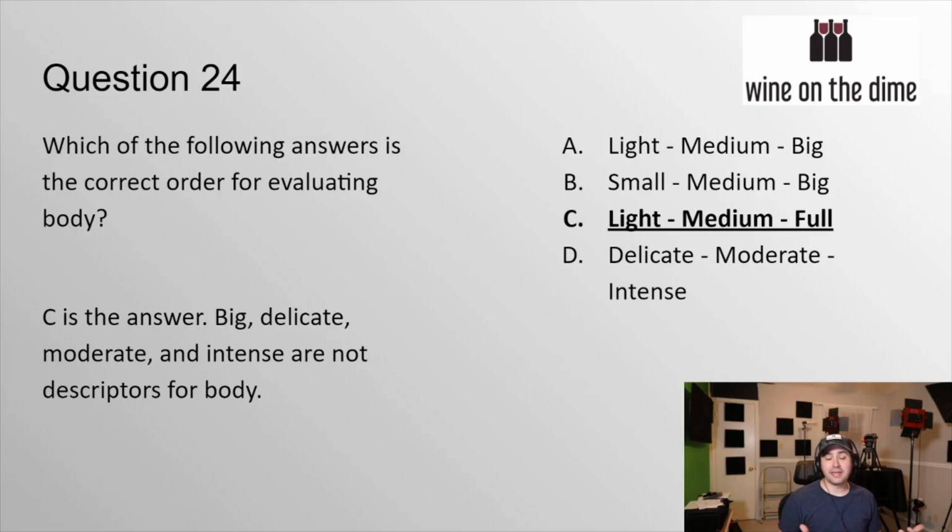All right, so the answer here is C, light, medium, full. Big is not a descriptor for wine, though it is for me as of COVID, so I'm glad some people have picked up on that. You don't need to keep leaving comments. And then delicate and intense are not descriptors as well. I mean, you can say this is a delicate wine, but that's not an actual descriptor of the body. It's either light, medium, or full.